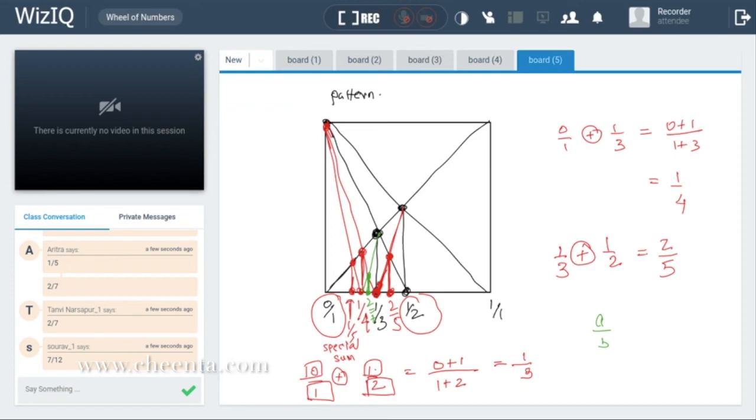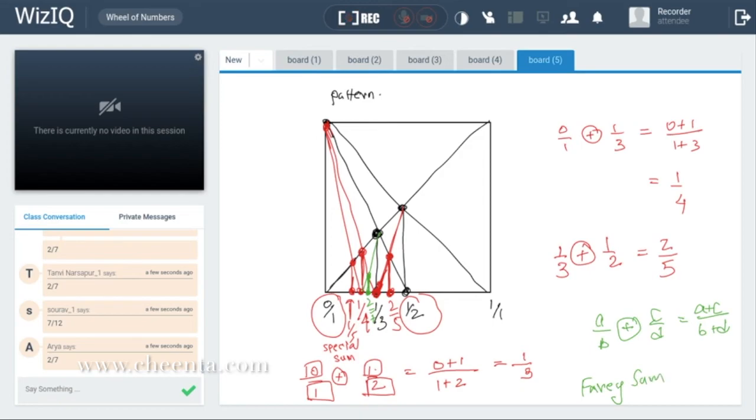So A by B special sum C by D is equal to A plus C divided by B plus D. This is a special type of sum. It's often called the Farey sum. Anyway, we found a geometric construction that actually realizes the Farey sum. And you can actually reflect this picture. It is applicable in this particular geometric construction that showed up.